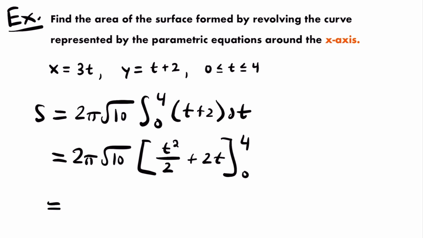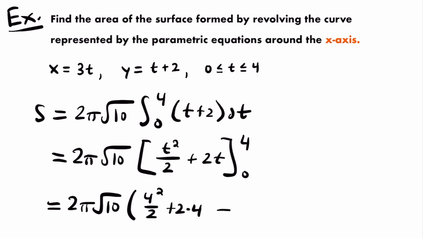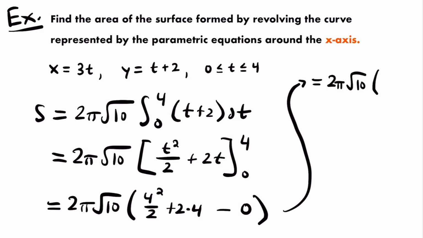What we're going to have here is that this is equal to 2 pi times the square root of 10 times these terms evaluated at 4. So we'll have 4 squared divided by 2 plus 2 times 4. And then we're going to subtract evaluating these terms at 0, which like we discussed is 0. Okay, so now if we simplify, I'll continue our work up here. This will be equal to 2 pi times the square root of 10 times 4 squared divided by 2. 4 squared is 16. So we have 16 divided by 2, which will be 8. So we have 8 plus 2 times 4, which is also 8. So we have 8 plus 8, and that's 16.